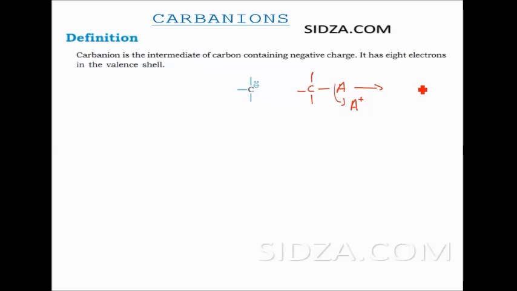So now what you get? You get a carbon with the negative charge. So this carbanion, which is an electron rich species, has a negative charge and has 8 electrons in the valence shell, right?